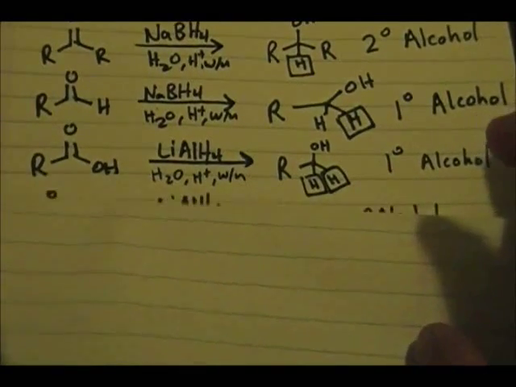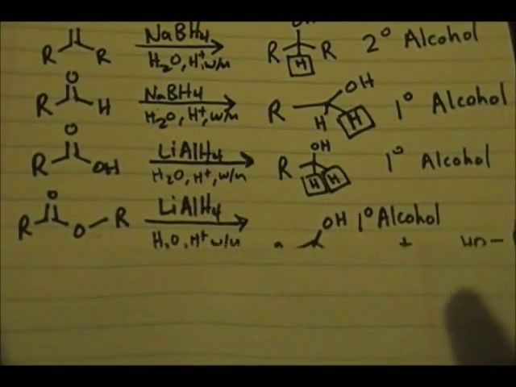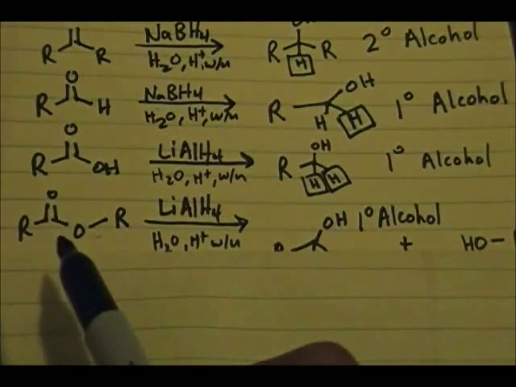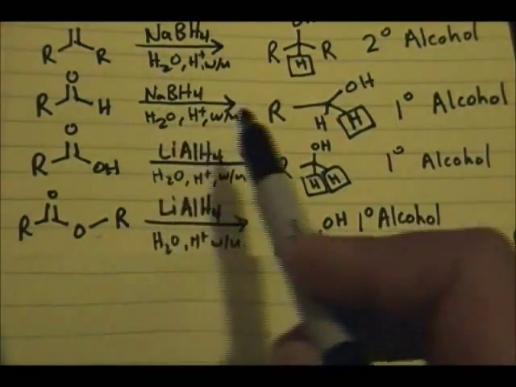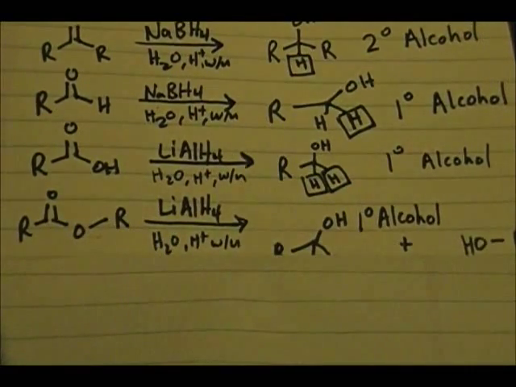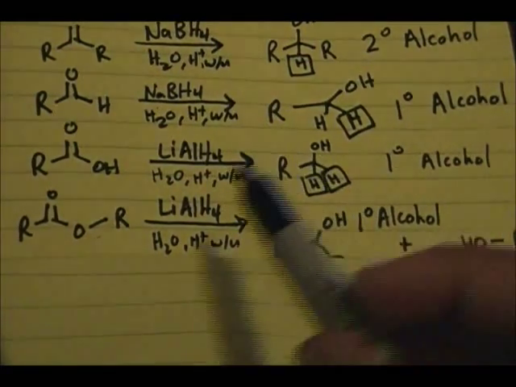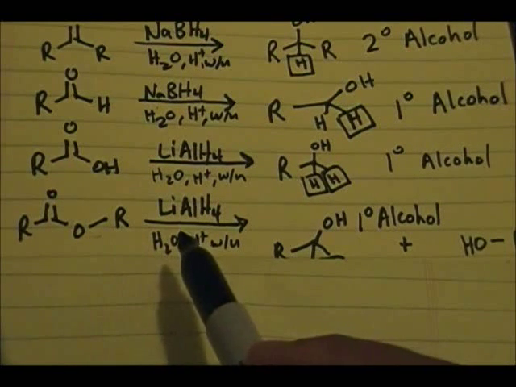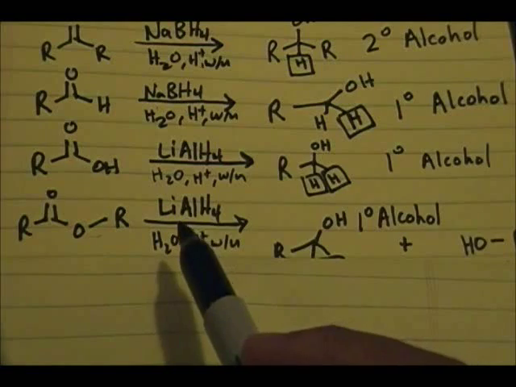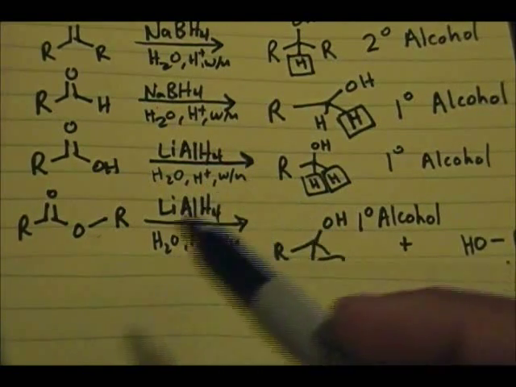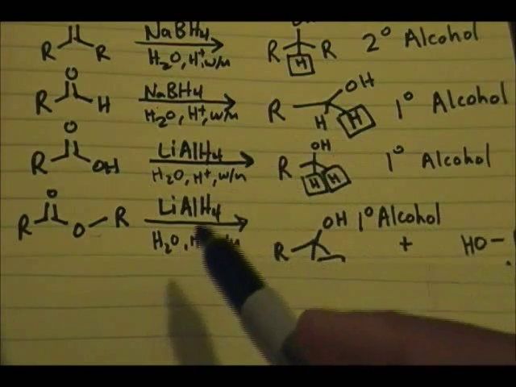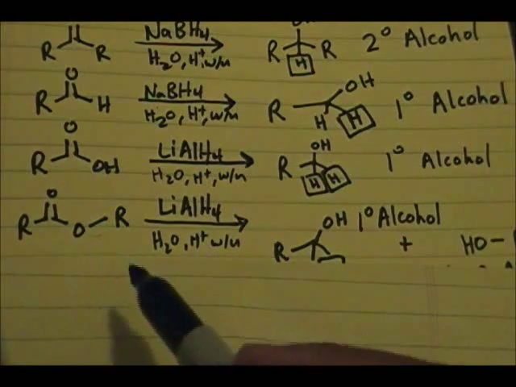The final one is the ester. Again, you can only use lithium aluminum hydride for this reaction. You cannot use sodium borohydride to reduce the ester. What happens in this, I've shown you guys the mechanism for Grignard reactions with esters. Same thing happens with this one, but instead of R, you're using an H to reduce the compound.